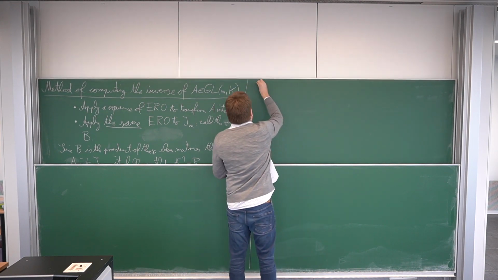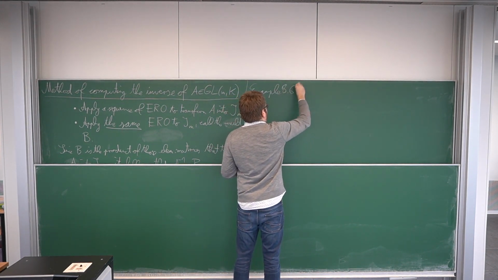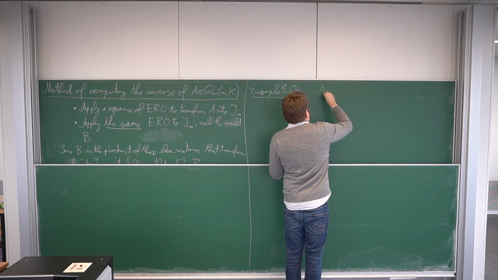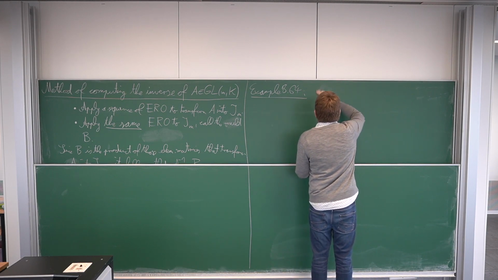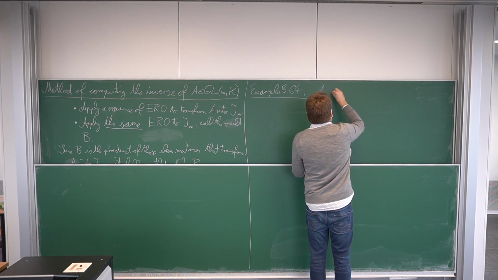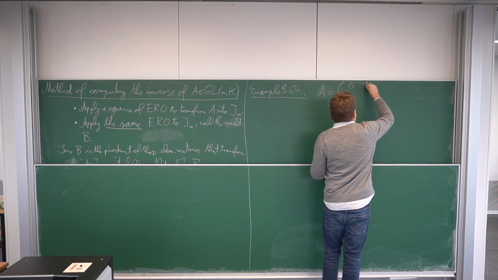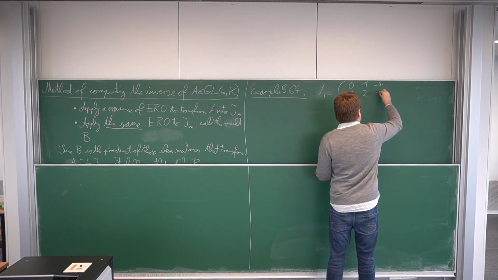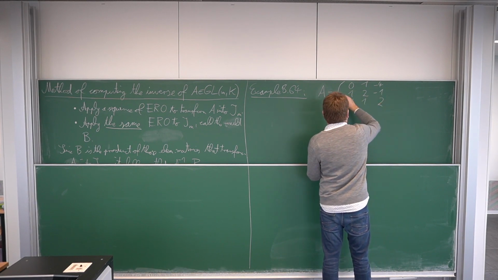Okay. Example 864. We consider, again, a 3 by 3 matrix with real entries, so I don't want to be too brutal with you. Don't call it A, so A is the matrix which has the following entries: 0, 1, minus 4, 1, 2, minus 1, 1, 1, 2.